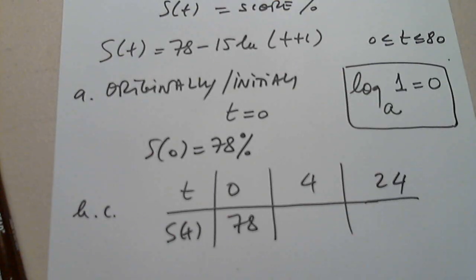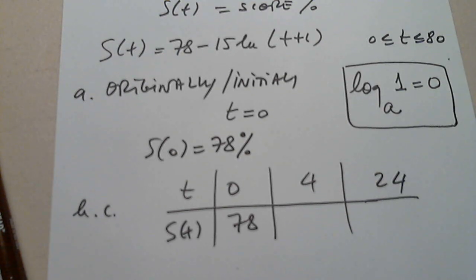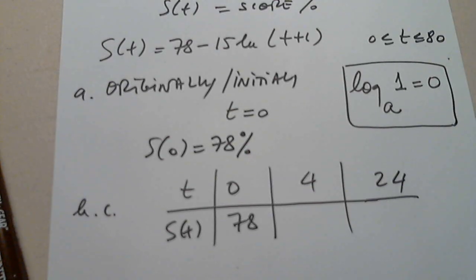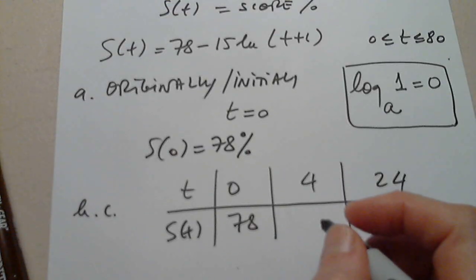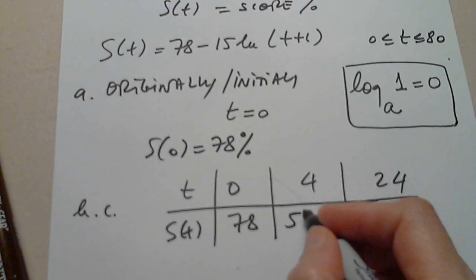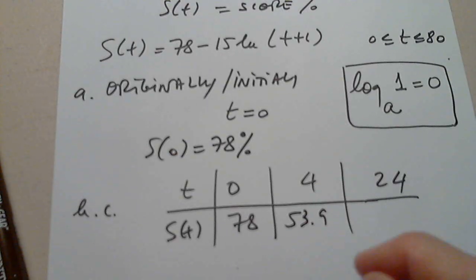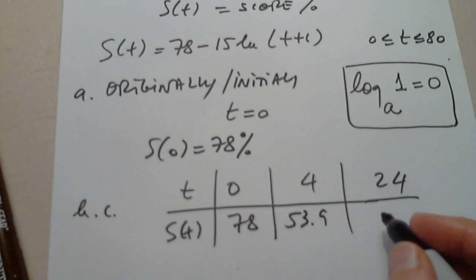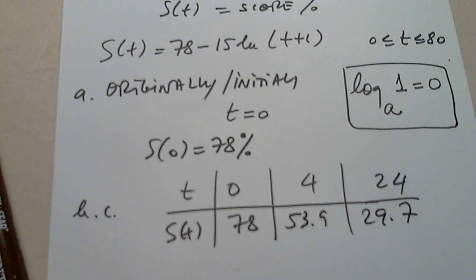78 minus 15 natural log of t plus 1. Do not do this by hand. Put the function in. When you plug in 0, we already know the answer, just in case you want to convince yourselves. And then we plug in 4, and then 24. So 78, and then at 4 it is 53.9, and at 24 it is 29.7. Good.